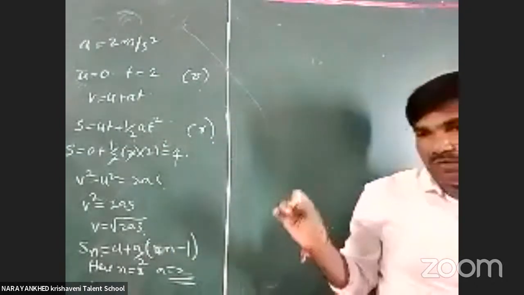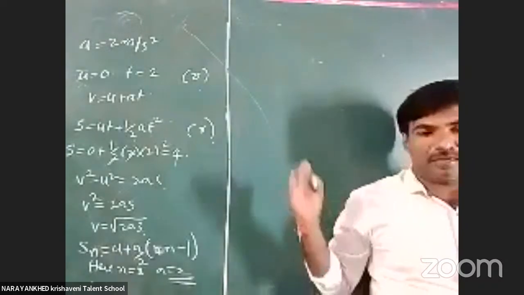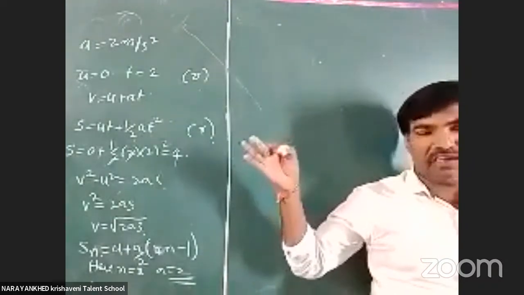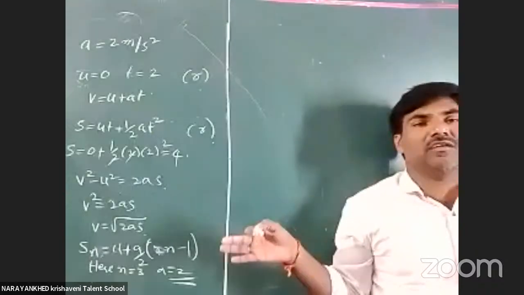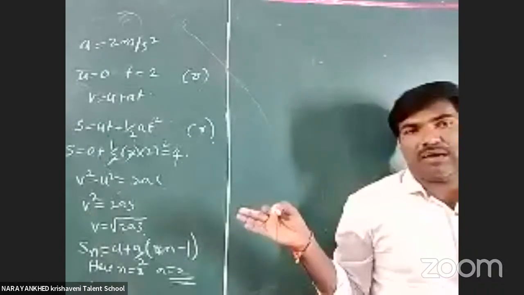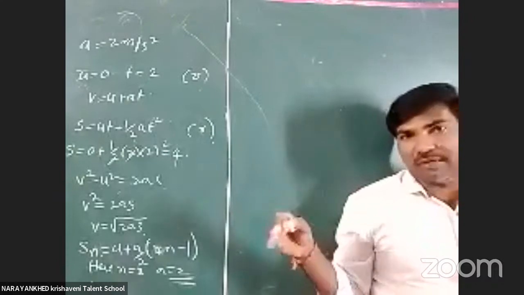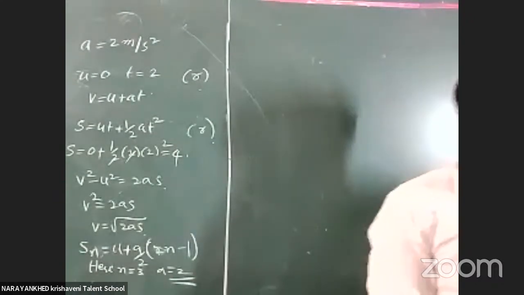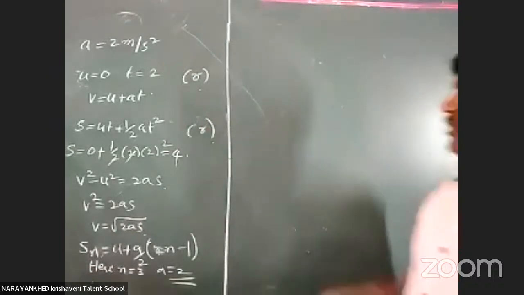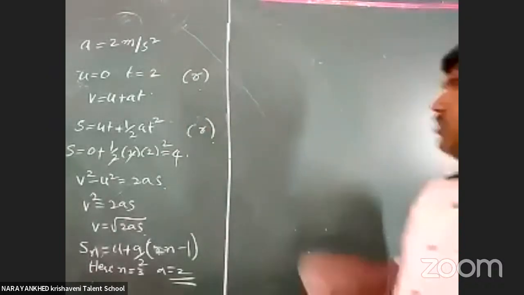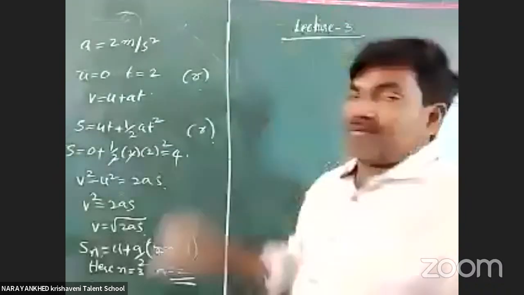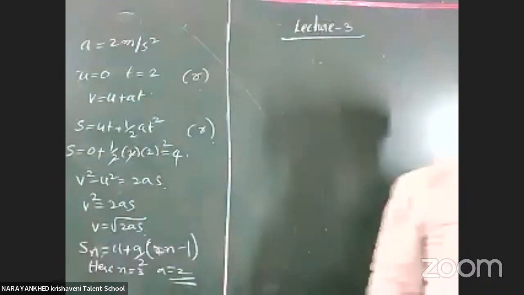Okay, now for analyzing the one total path, whatever the motion, whatever the velocity changes, whatever the displacement changes with the time. Clear or not? Especially in this particular lecture number 3, we are going with the linear motion graphical representation. Clear or not, all the students? In lecture 3, we are going with the linear motion graphical representation.